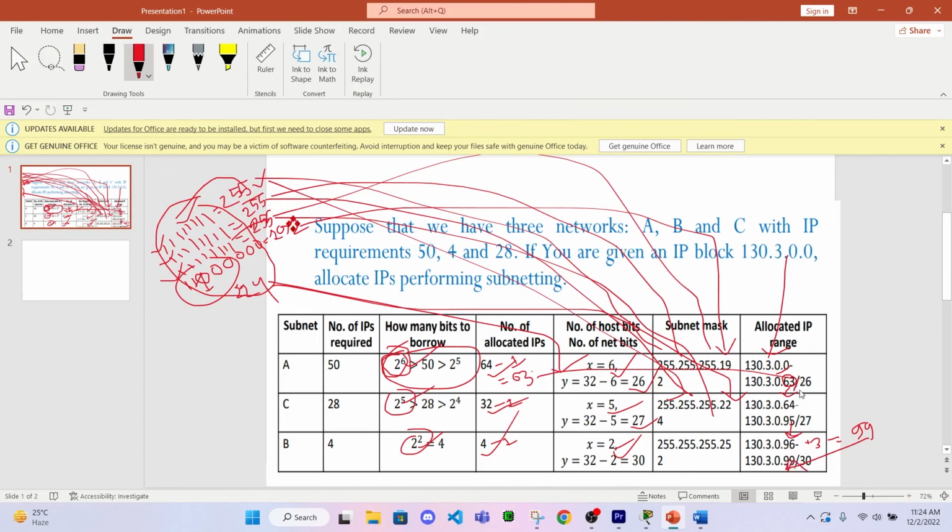Okay, and this slash number means the y value.